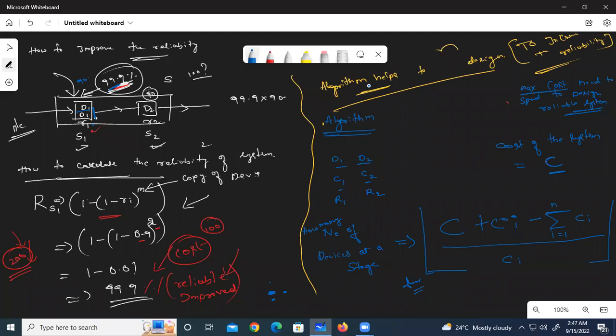So that is the reason why we have to understand, within this cost, how many devices you can buy and how many devices you can connect in these stages, stage 1, stage 2, stage 3, like that. So that is the problem statement. Whatever we have discussed, everything is related to the problem statement. We are going to solve one problem, and we will finish this one. Okay, fine. Please rejoin once again.